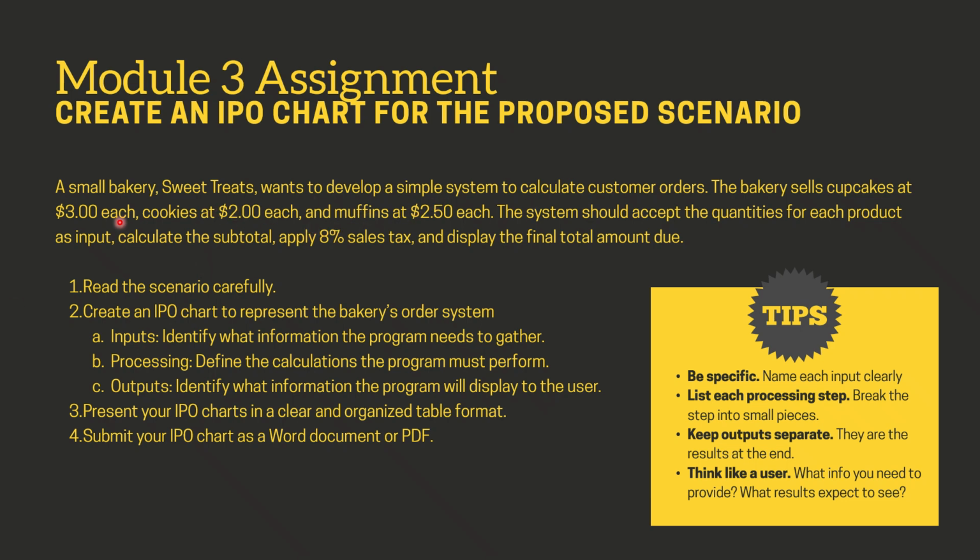Cupcakes are $3 each. Cookies are $2 each, and muffins are $2.50. It tells us that the system needs to accept the quantities of each of those products. It needs to calculate the subtotal, apply 8% sales tax, and then display the total amount due. So let's break this down together.